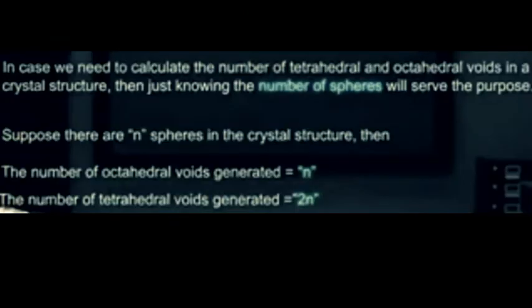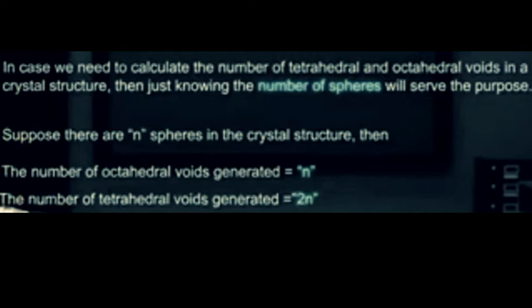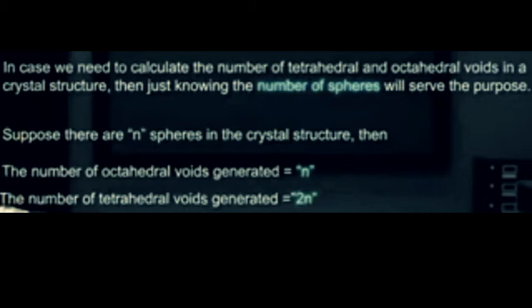Number of octahedral and tetrahedral voids are easily calculated if we know the number of close pack particles. Consider there are 10 close pack particles, then the number of octahedral voids is 10, but the number of tetrahedral voids is double, that means 20. Suppose there are n close pack particles, then number of octahedral voids is equal to n, but the number of tetrahedral voids is equal to twice n. That means number of octahedral voids is equal to number of close pack particles. Tetrahedral voids are double the number of close pack particles.